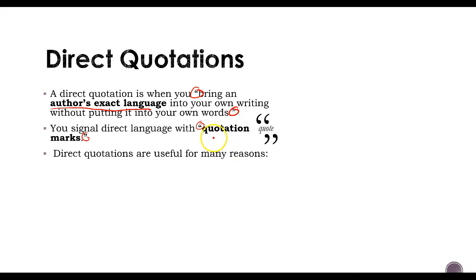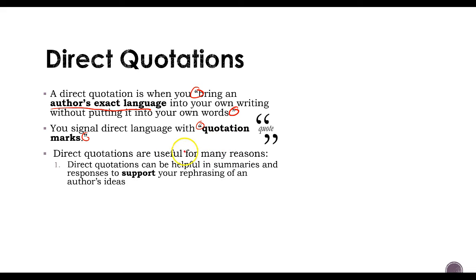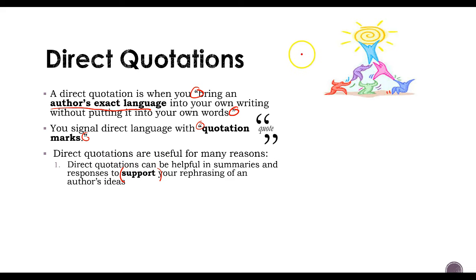There are many reasons why you might want to use a direct quotation. One reason is that quotations can be really helpful in your summaries and responses to support your rephrasing of an author's ideas. As you're summarizing, when you bring those quotes in, it reemphasizes that your summary is correct, and it brings that author's language in so that the reader can hear and see a little bit of the original while still getting your summary.